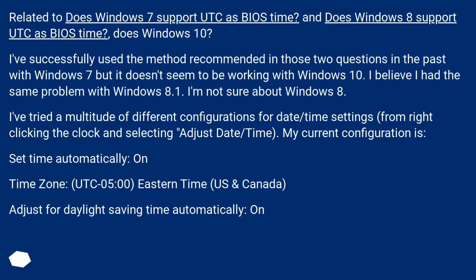I've tried a multitude of different configurations for date/time settings, from right-clicking the clock and selecting Adjust Date/Time. My current configuration is: Set Time Automatically, on. Time Zone, UTC-5, Eastern Time, US and Canada. Adjust for Daylight Saving Time Automatically, on.